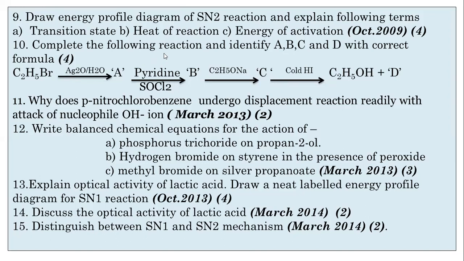Then complete the following reaction and identify A, B, C, and D with correct formula. Now, if your reactions are clear, meaning your reaction mechanism part is clear, then we can solve this question. This question is for 4 marks. 4 products we have to write down: A, B, C, and D, each having 1 mark.